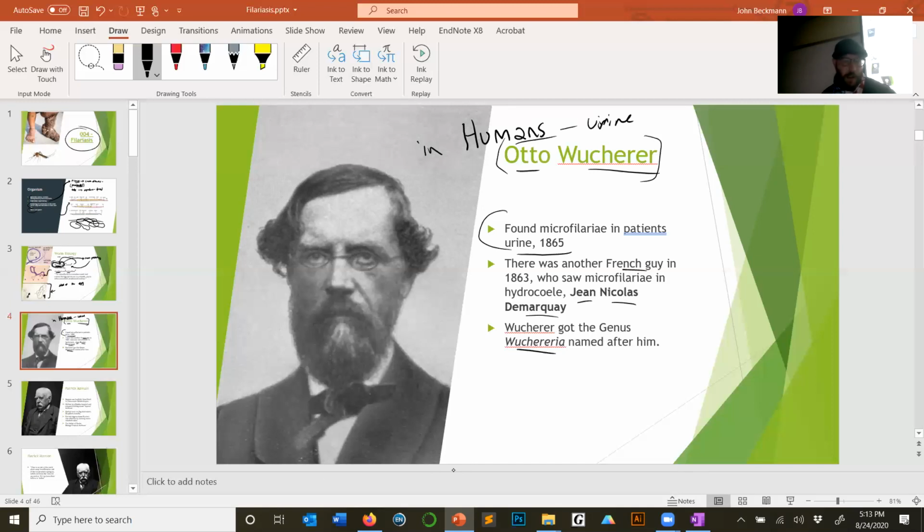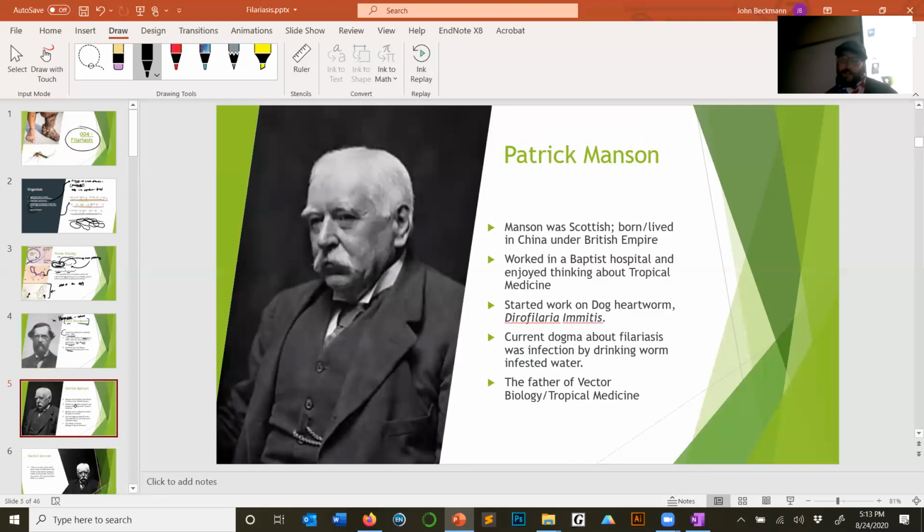Okay. Next, very, very famous person. You want to remember this person. This is the father of vector biology, or you could say the father of medical entomology. He was a Scottish doctor, and he was born during the time of the British Empire.